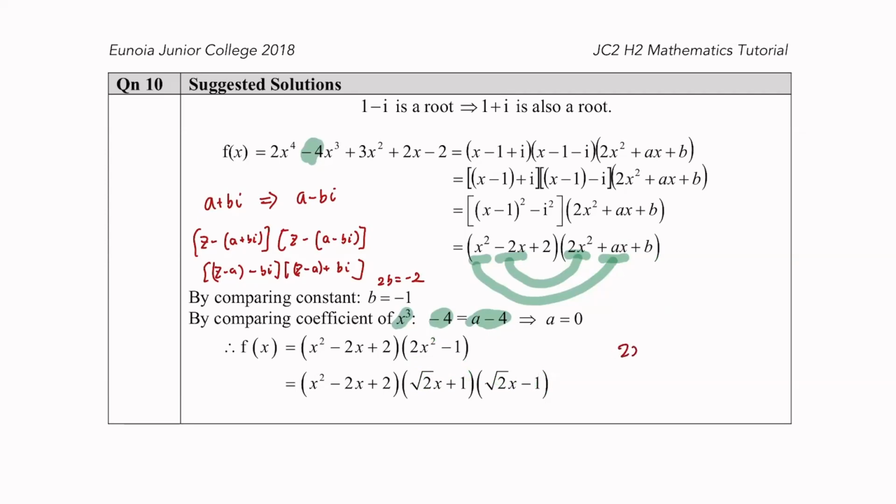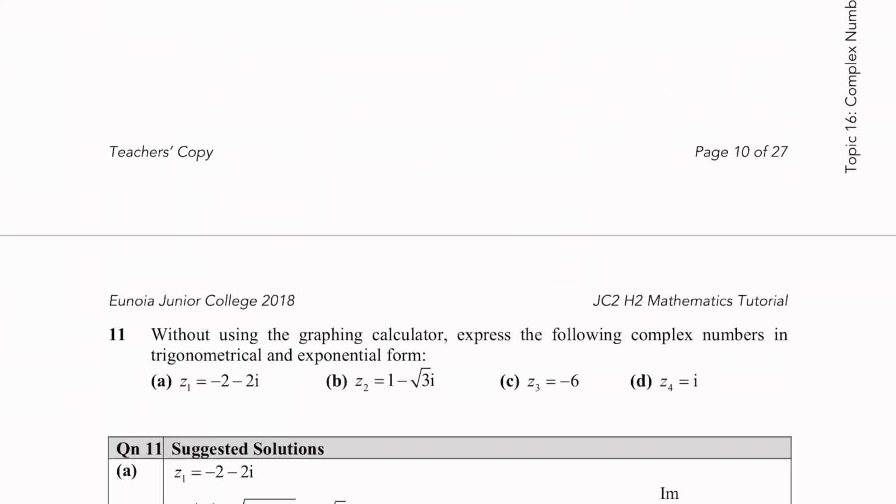Maybe if I just show you some working, 2x squared minus 1 is the same as (square root 2 x) squared minus 1 squared. A squared minus b squared, then you can get a plus b times a minus b. Is that okay? Yeah. Okay, good. Question 10 done. Next. Question 11.